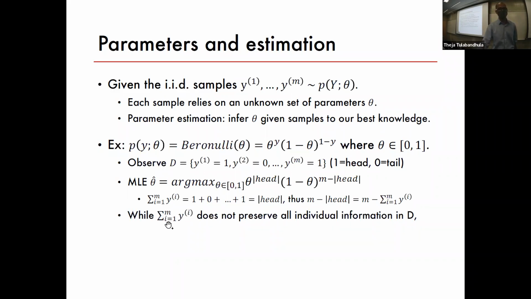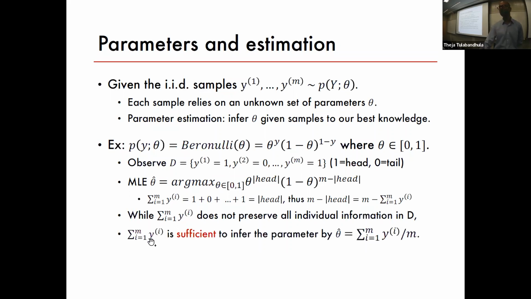The summation of yi from i equals 1 to m doesn't preserve all individual information in the data set. For example, if I just tell you the summation, you can't tell me whether the first observation is 1 or 0, or the last observation is 1 or 0. That information is definitely not there. But the summation has enough information for me to estimate theta hat. Because remember, to estimate theta hat, I want to argmax over the likelihood, and for the likelihood I just need the summation of yi. I don't need the individual observations.